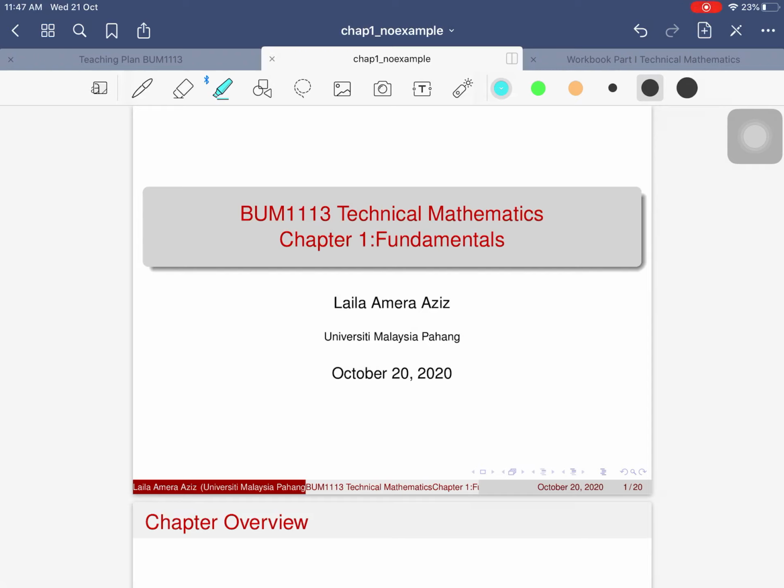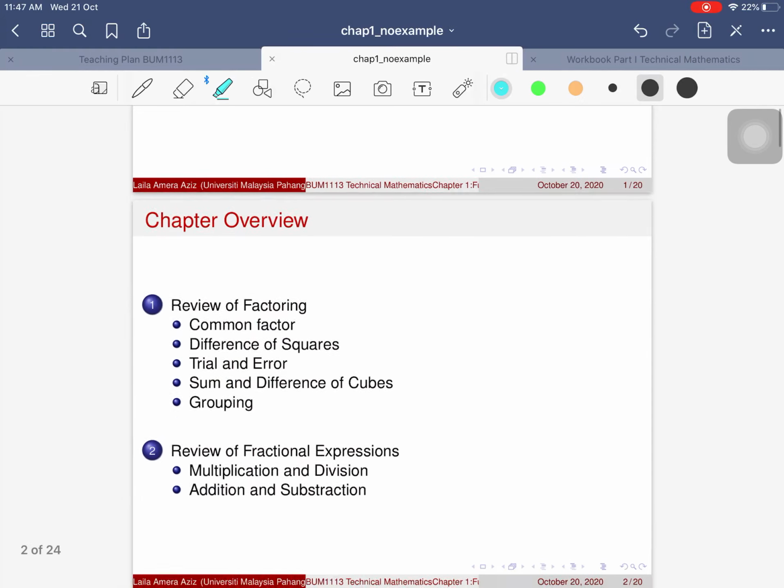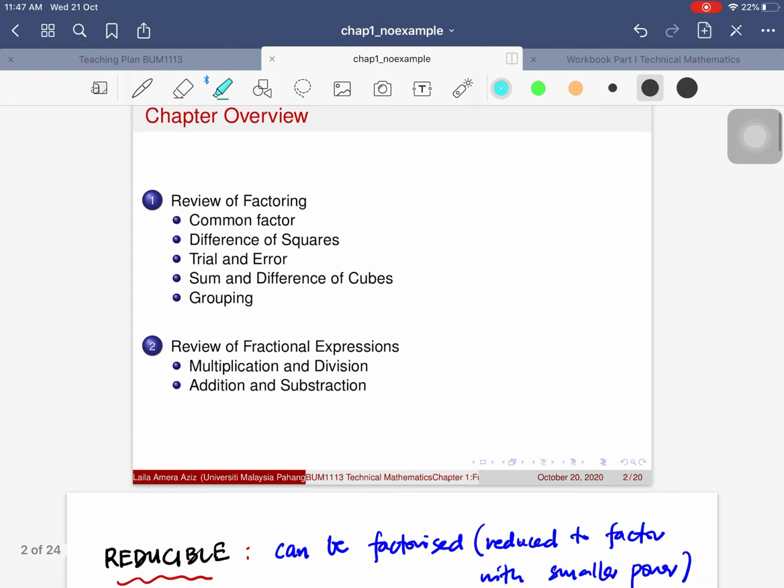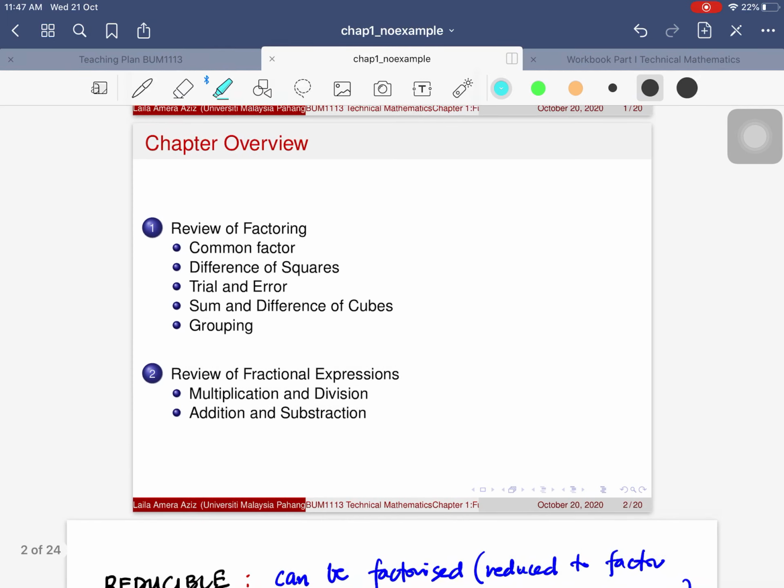Okay, for our first chapter, it's going to be on the fundamentals. As I mentioned to you before, it's something that you have seen before. It's just going to be on factoring and fractional expressions. Right, so this is going to be the overview. We only have like 2 topics.